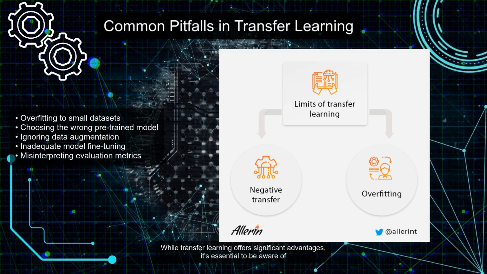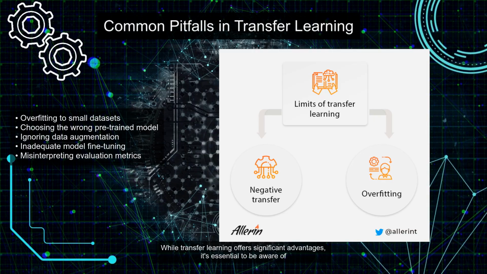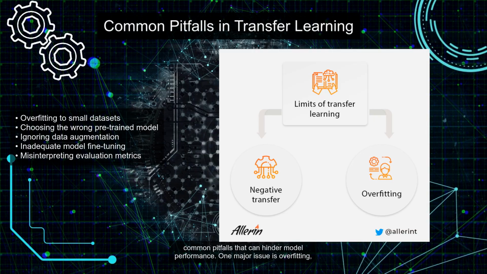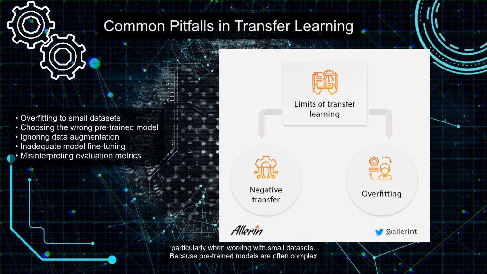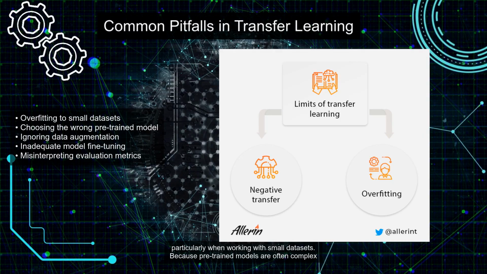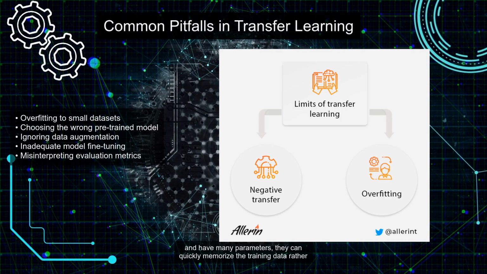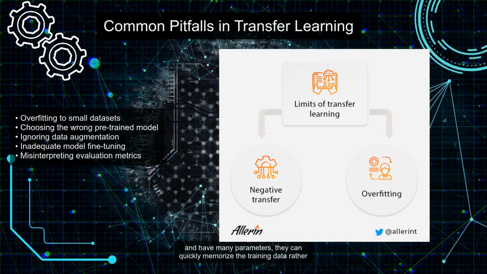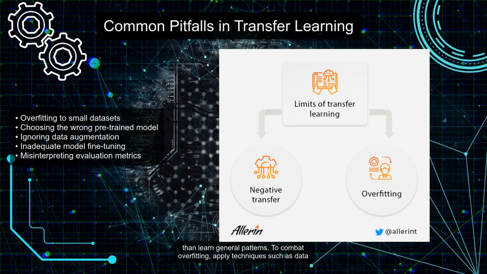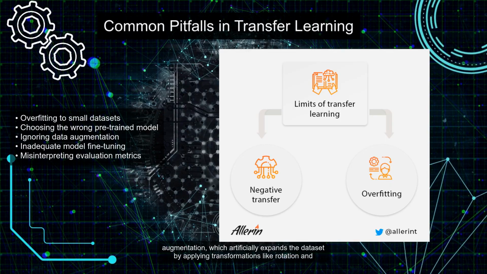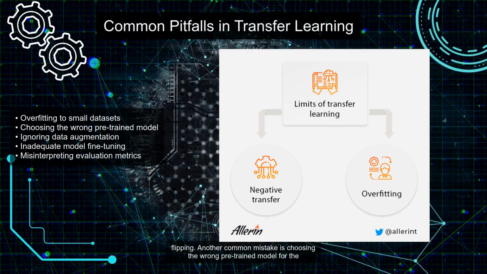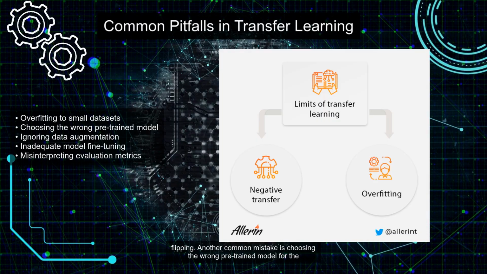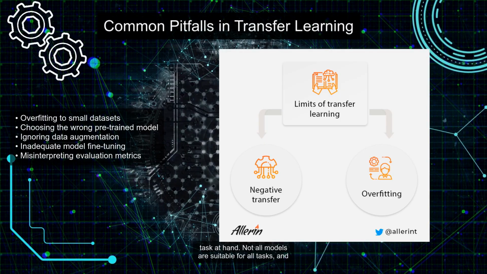While transfer learning offers significant advantages, it's essential to be aware of common pitfalls that can hinder model performance. One major issue is overfitting, particularly when working with small datasets. Because pre-trained models are often complex and have many parameters, they can quickly memorize the training data rather than learn general patterns. To combat overfitting, apply techniques such as data augmentation, which artificially expands the dataset by applying transformations like rotation and flipping.